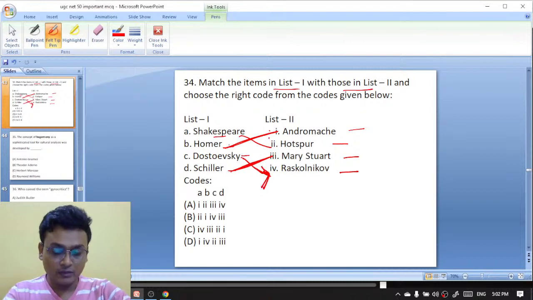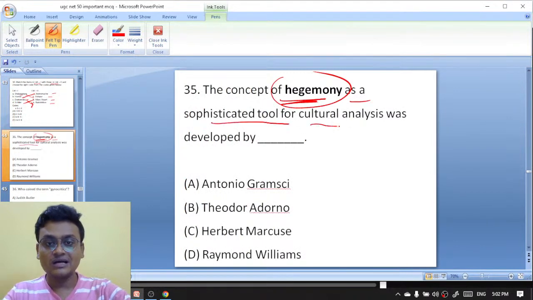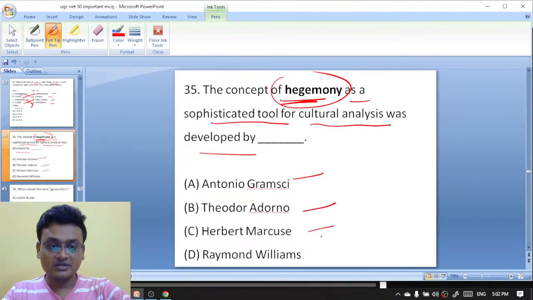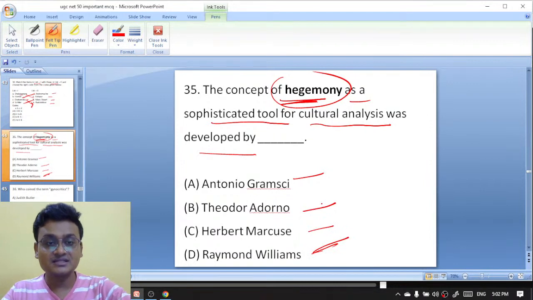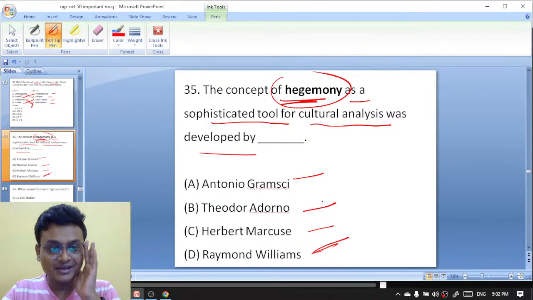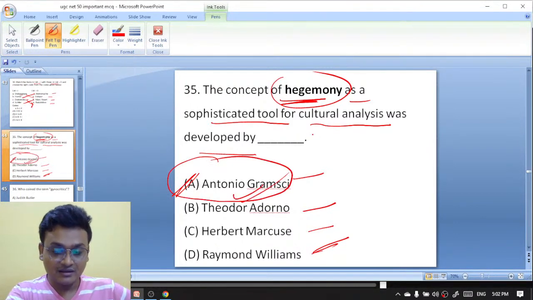Now moving on to question number 35. The concept of hegemony as a sophisticated tool for cultural analysis was developed by Gramsci, Theodor Adorno, Herbert Marcuse, or Raymond Williams. Who developed it? It is Antonio Gramsci who has actually developed the concept of hegemony. So Antonio Gramsci is the right answer.